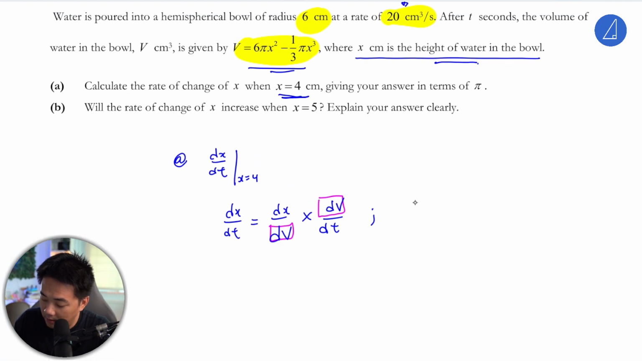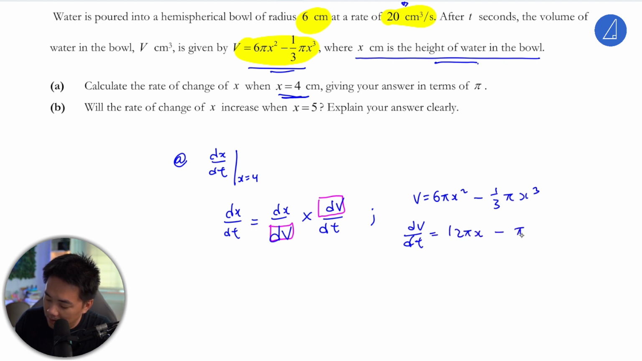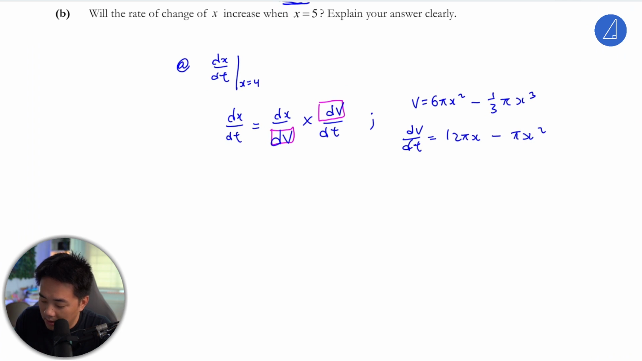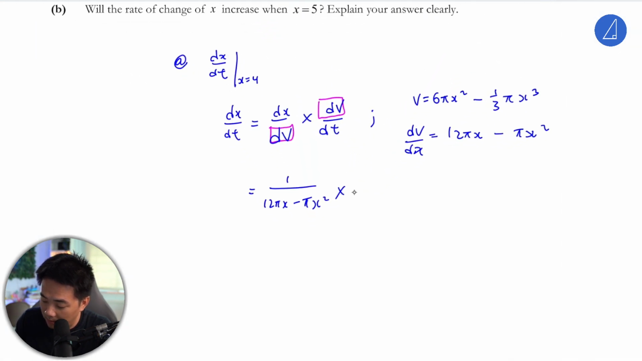So I'm going to just take V. It equals 6 pi x squared minus 1/3 pi x cubed. So dV/dx will just be 12 pi x minus pi x squared. There you go. So dx/dV will just be the reciprocal of this guy, 1 over 12 pi x minus pi x squared. Right? So this is dV/dx. Then you take the reciprocal here, and that will be your dx/dV. Then dV/dt will be 20.